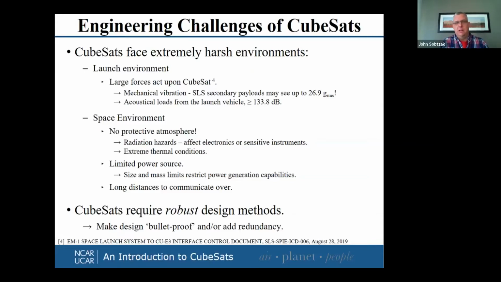For example, the satellite I'm working on right now is going on the SLS, the Space Launch System rocket, NASA's new big rocket. One of the requirements says our satellite has to survive a mechanical vibration load of up to 26.9 Gs along one of its axes. That's almost 27 times the force of gravity as it rides into space. It also has to be able to absorb sound shock waves in excess of 133 decibels, which would blow your eardrums out within a second. So it's not a smooth ride to get to space, is what I like to say.